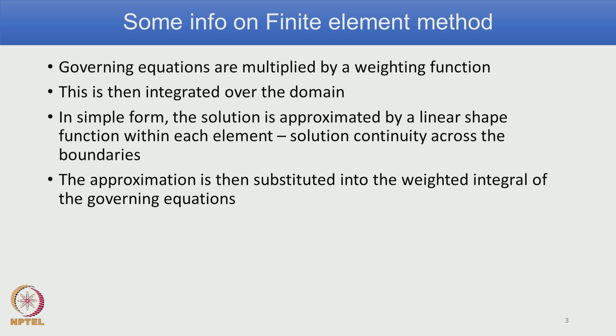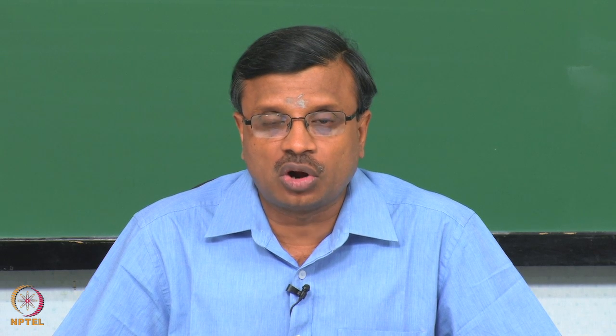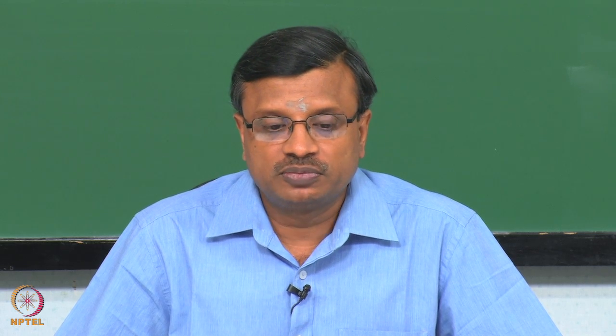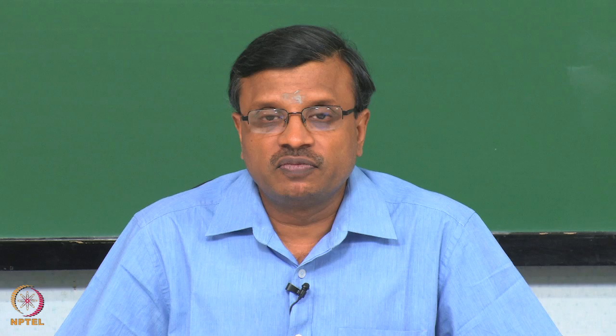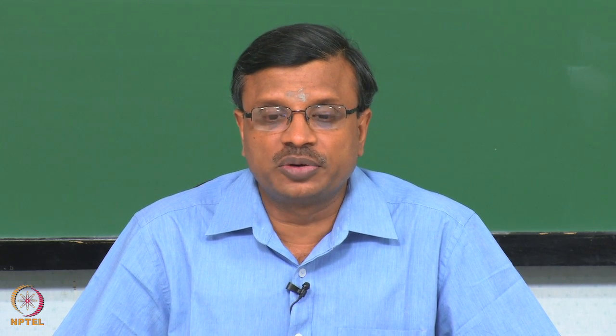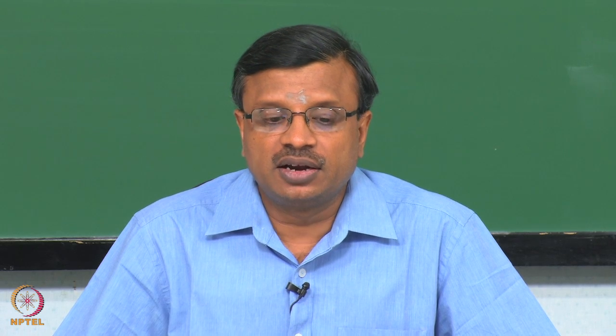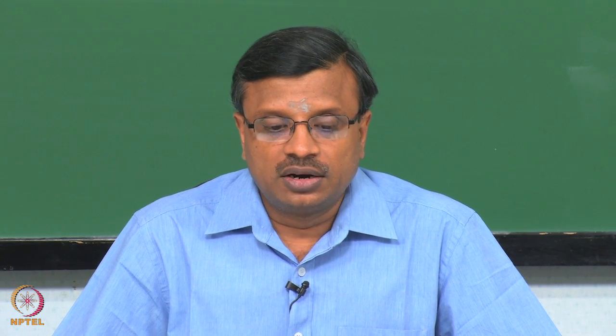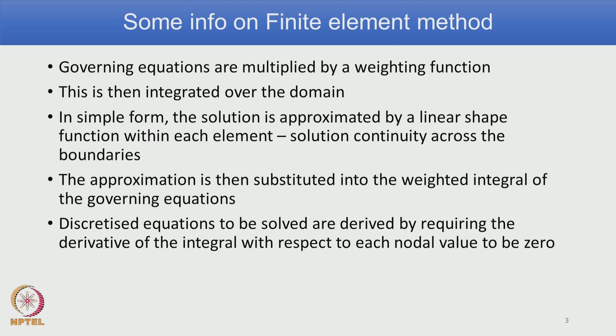This approximation is then substituted into what is known as the weighted integral form of the governing equation, and this is where two terminologies are used: strong form and weak form. The strong form of the governing equation is the original equation with the corresponding boundary condition. The weak form is an approximation to the governing equation, that is why it is called the weighted integral form, or in other words the weak form of the equation. This gives the discretized equation to be solved or derived.